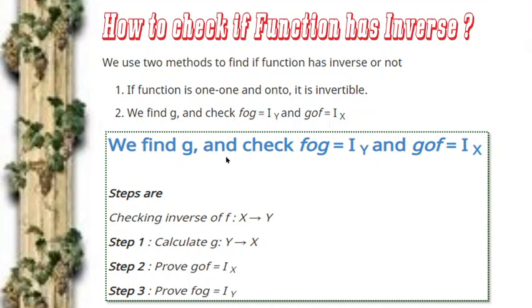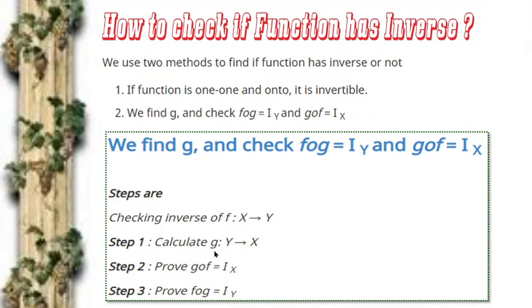We find g and check fog should be equal to the identity function of set y, and gof should be equal to the identity function in set x. And here are some steps for checking the inverse of function f, which is defined from x to y.